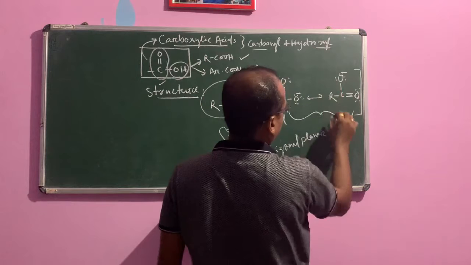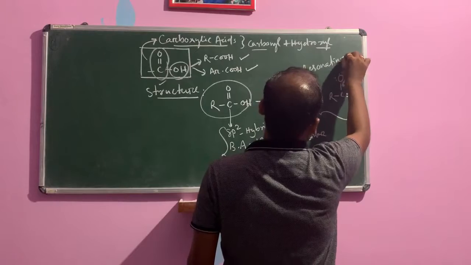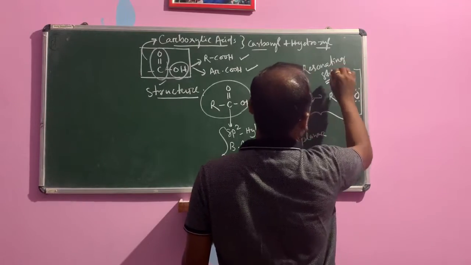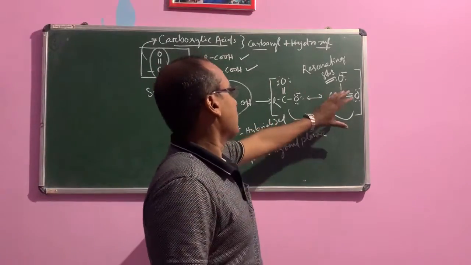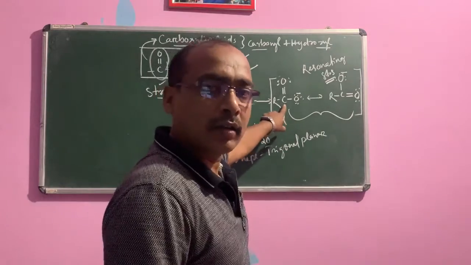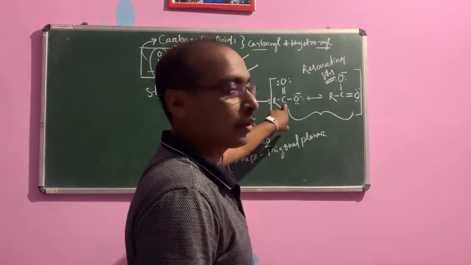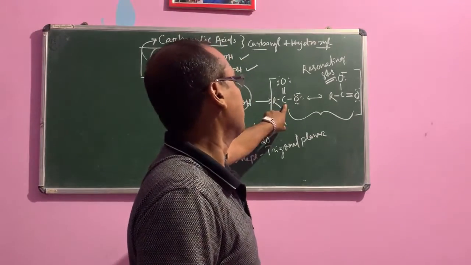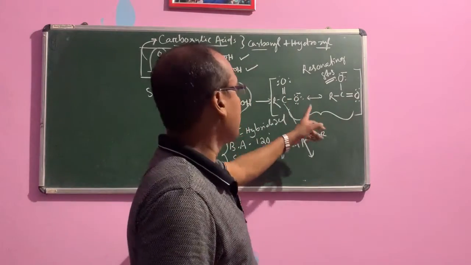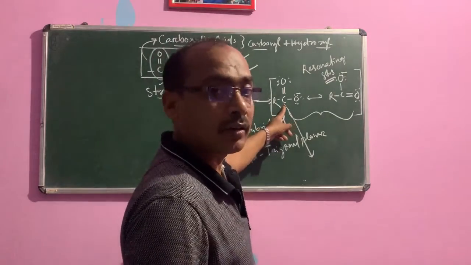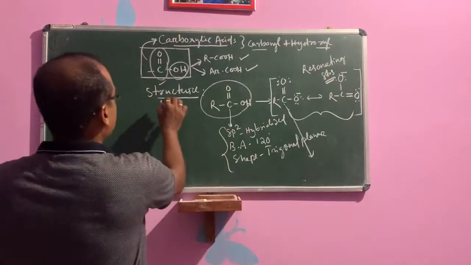So, children, the most important thing is the two resonating structures. The carbon is an electrophilic center, the carbonyl carbon or functional group carbon of carboxylic acid, this carbon. It is less reactive than aldehyde. Due to the resonating structures, the positive charge is on the carbon, an electrophilic center, but it is less reactive than aldehyde. So these are all about the structure.